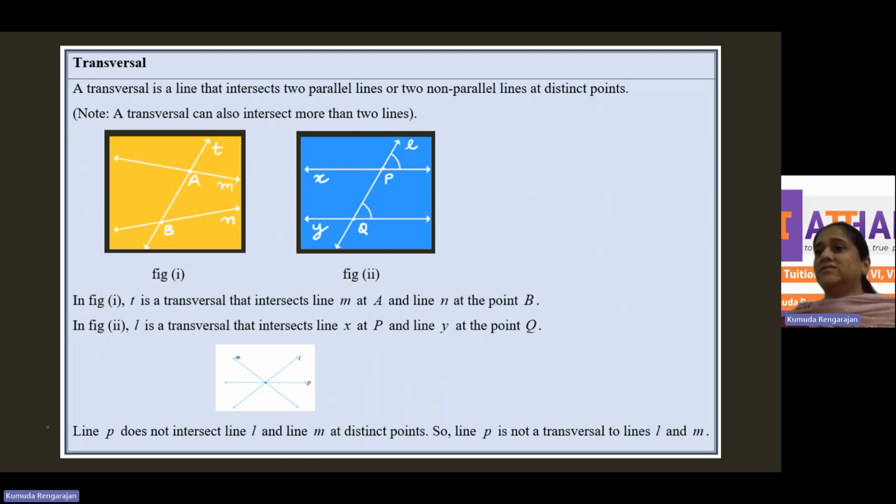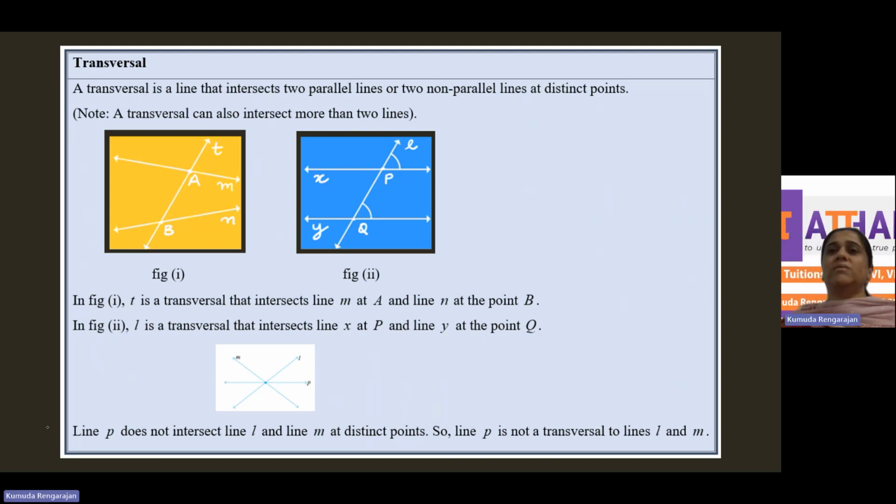Again, corresponding angles. When the lines are not parallel, there are corresponding angles, but they will not be equal. But when the lines are parallel, corresponding angles are equal. When the lines are not parallel, you can identify allied angles or co-interior angles, co-exterior angles, but they will not be supplementary. When the lines are parallel, allied angles are supplementary.